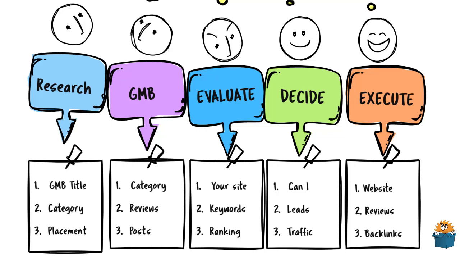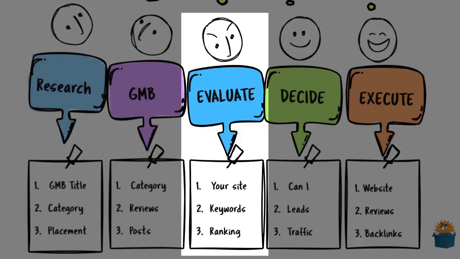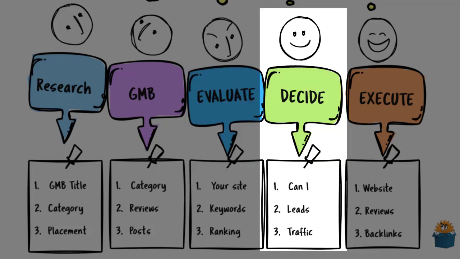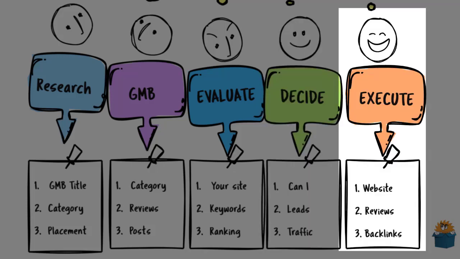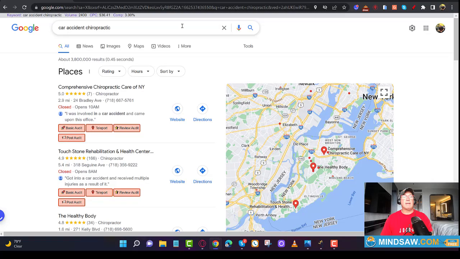Alright, guys, so we're going to break this video up into 5 sections. Research, we're going to look at the GMB, we're going to evaluate your site, the keywords, the rankings. We're going to decide if this is a keyword that we want to try to rank for, and then we're going to execute it. So in this video, I'm going to show you how to complete each step. Very, very easy.